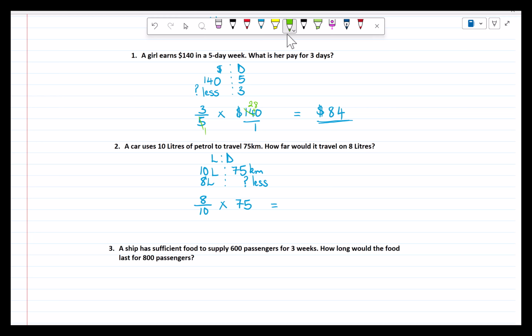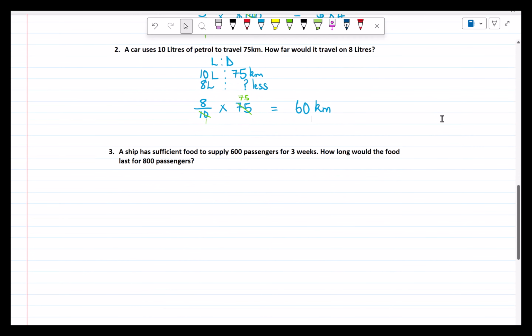And then we cancel 10 into 10, that is 1. 10 into 75, that is 7.5. Now 7.5 times 8 will give us 60. On 8 liters, it would travel 60 kilometers. Moving on to the last example.